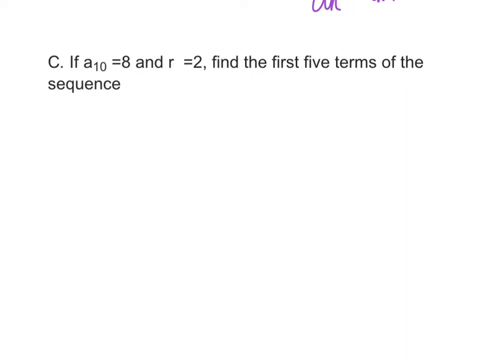All right, example C. If a sub 10 equals 8 and the ratio is 2, find the first 5 terms of the sequence. So notice it says nothing about the previous term, so this has nothing to do with recursive. So let's start with our explicit formula.